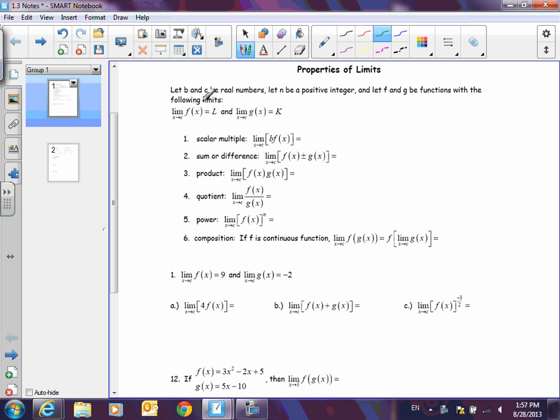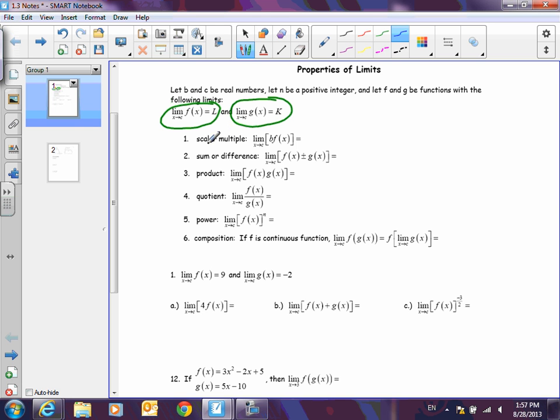All right, so let's say that we know two limits. I don't know the two functions, but I know that the limit as x approaches c of one function is L, and I know that on an entirely different function, entirely different graph, the limit is equal to k. Okay, that's given. We have these 6 properties that we can use that are really going to make our life easier when we're finding limits. It's going to prevent us from doing a lot of work.